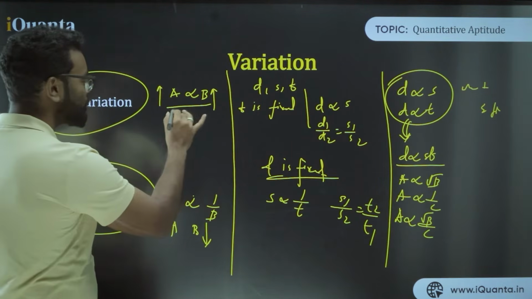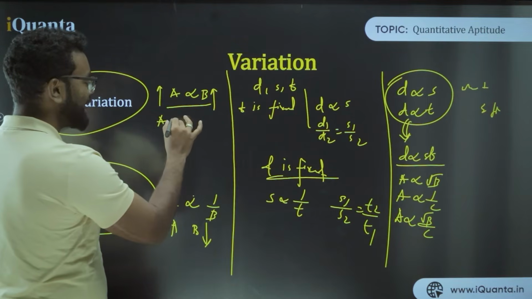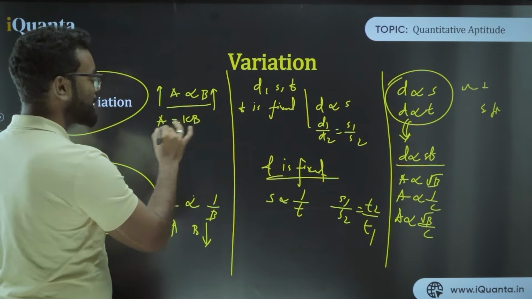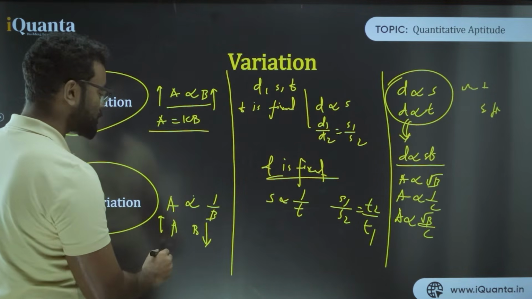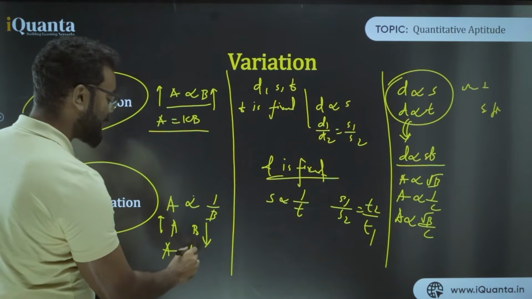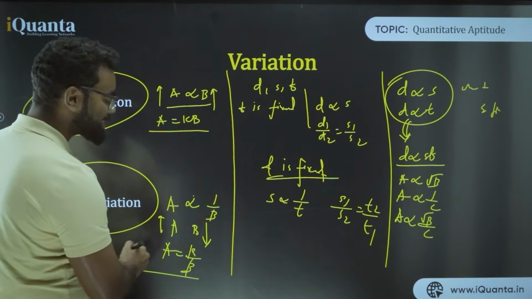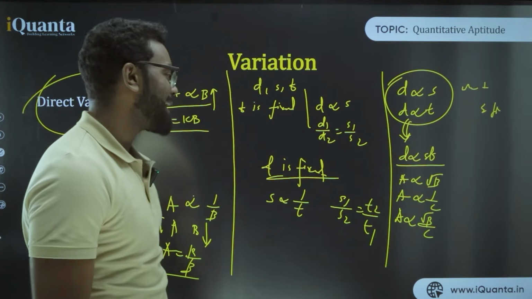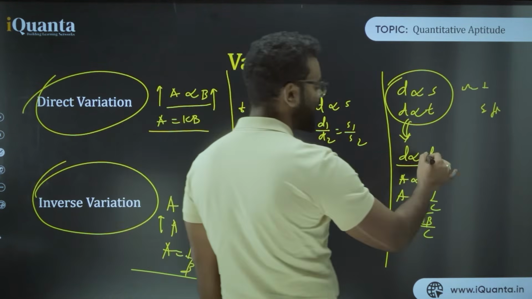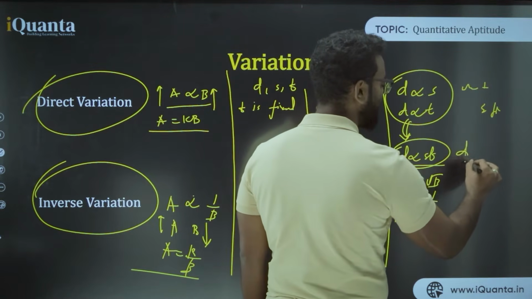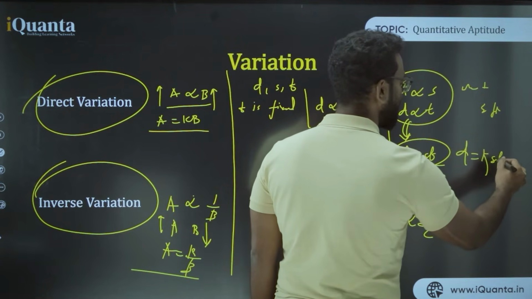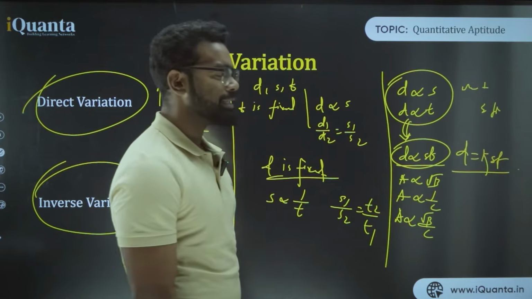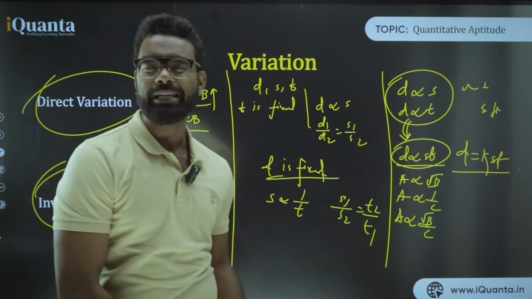Now, if A is proportional to B, I can also write A equals KB. If A is inversely proportional to B, I can write A equals K upon B. And remember, what is this K? This K is basically called the variation constant. Similarly, if D is proportional to ST, I can write D equals KST. K is a constant. In general, K is 1 here, but K is basically a constant.